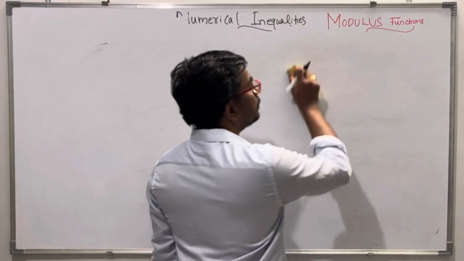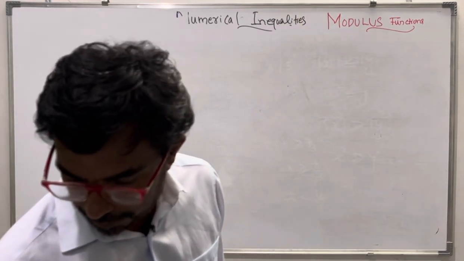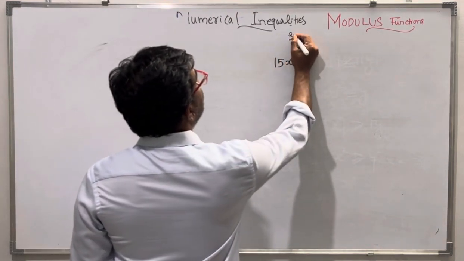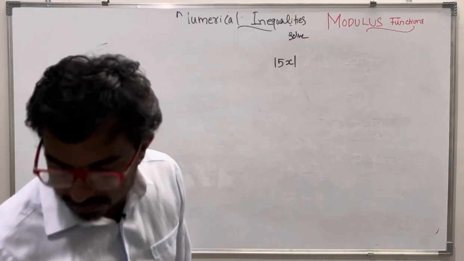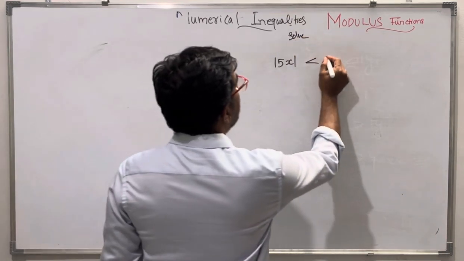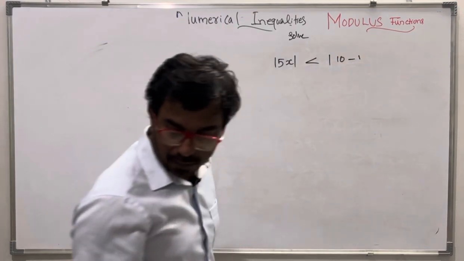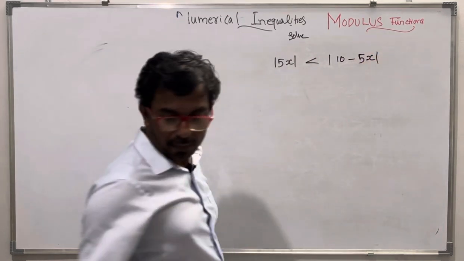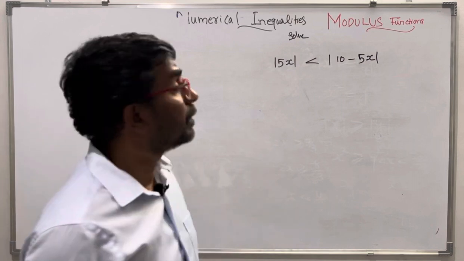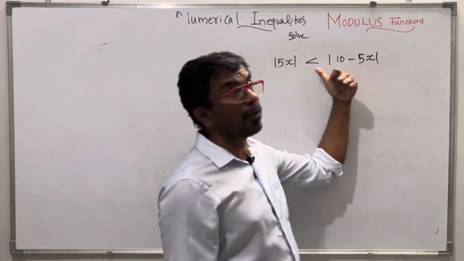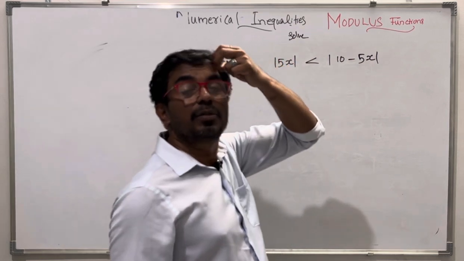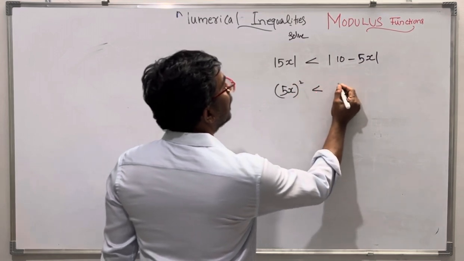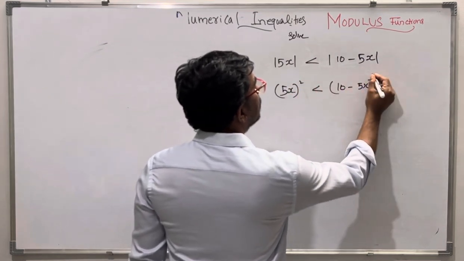Okay. So we will see one situation where I'll write like this. Mod 5x, we need to solve this. The question is to solve: mod 5x less than mod 10 minus 5x. How do we deal? Using that inequality, both side variables are there. So what you do is you square both sides. You can write 5x the whole square is less than 10 minus 5x the whole square.